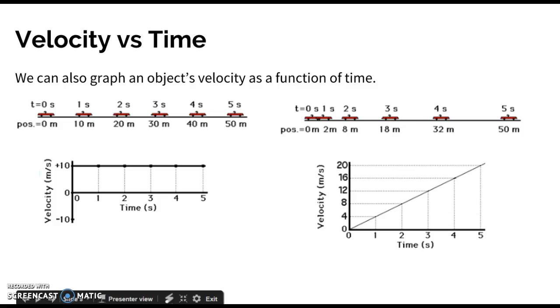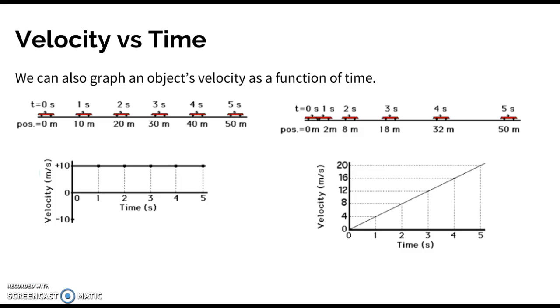Hi everyone. So now we're going to talk about velocity versus time graphs. In addition to graphing position versus time, we can also graph an object's velocity as a function of time. For example, here we have an object on the left, this motion diagram. We've got equidistant displacement values here, but we can graph its velocity as a function of time.